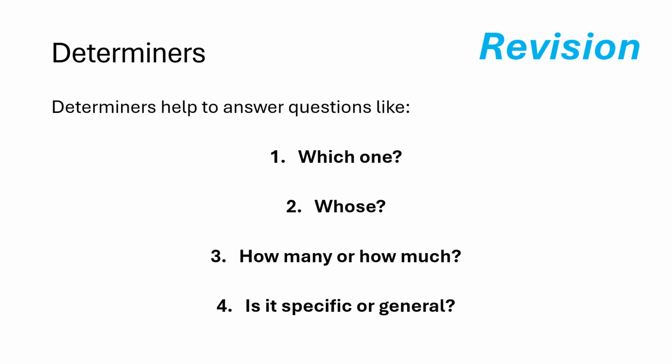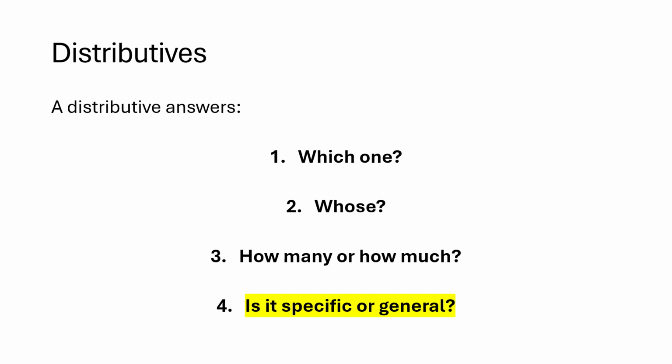Determiners help to answer questions like, which one? Whose? How many? Or how much? Is it specific or general? Distributives specify if something specifically applies to each individual member of a set.